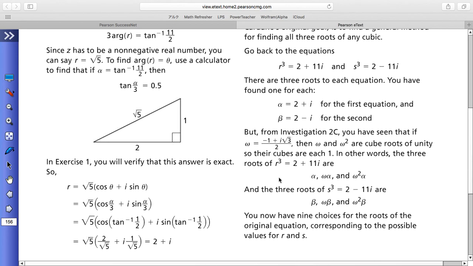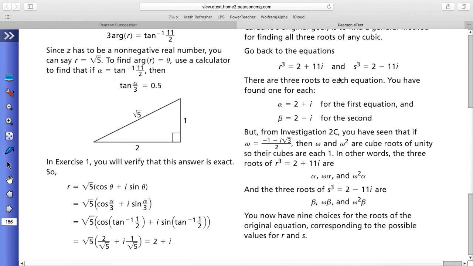In other words, the 3 roots of r cubed equals 2 plus 11i are alpha, w alpha, and w squared alpha. So if you know what alpha is, one of them is 2 plus i, and another is negative 1 plus i square root of 3 all over 2 times alpha. If you multiply them, that's going to be another root. The third root will be negative 1 plus i square root of 3 all over 2, to the second power, times alpha, which is 2 plus i.